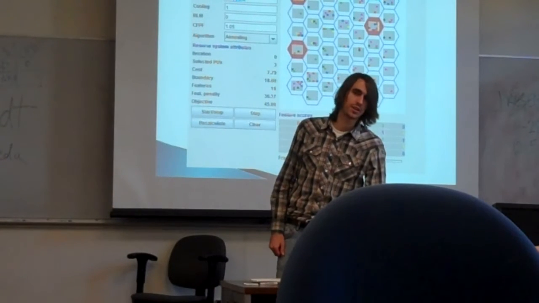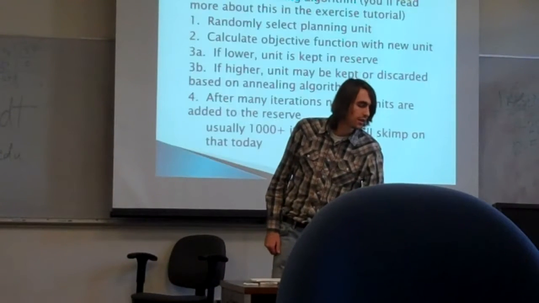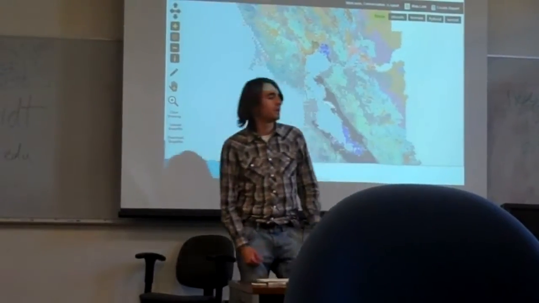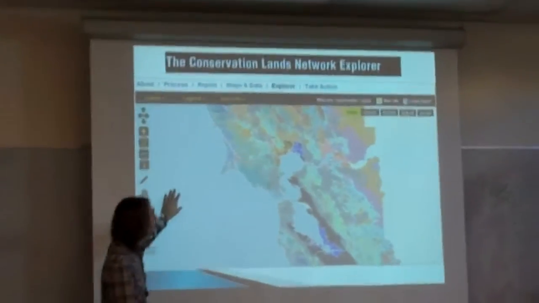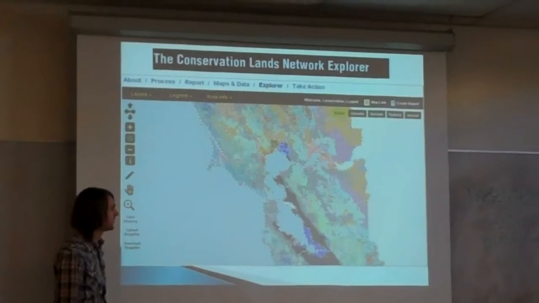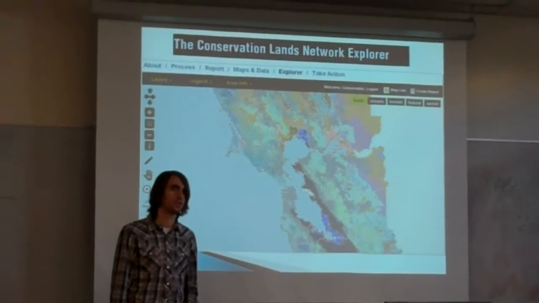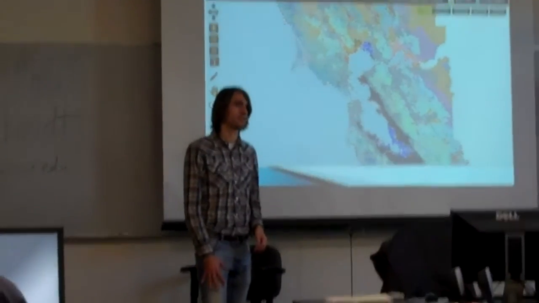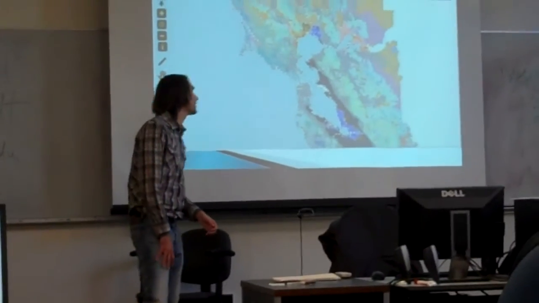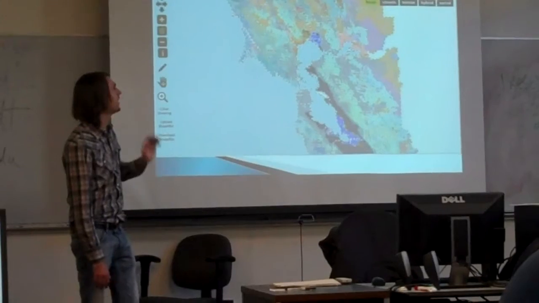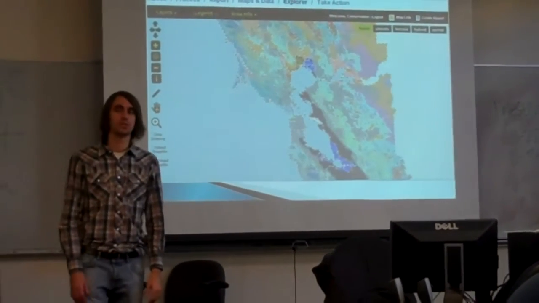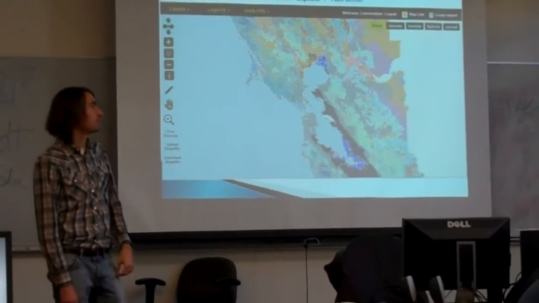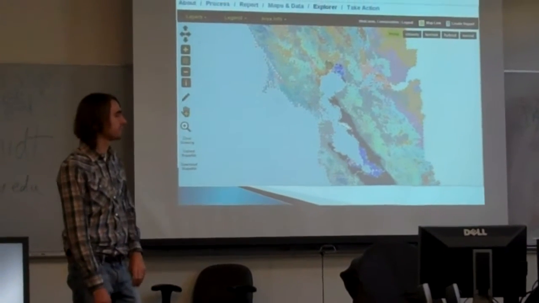Second part of Preserve, which I don't expect everyone to get to, but if you do, is the Conservation Lands Network Explorer. This is an actual Marxan run that was done on the Bay Area. It was done with input from thousands of different species and variables, and basically it was used to identify the areas in the Bay that are most in need of conservation planning. So you'll be able to explore the different layers within this there.